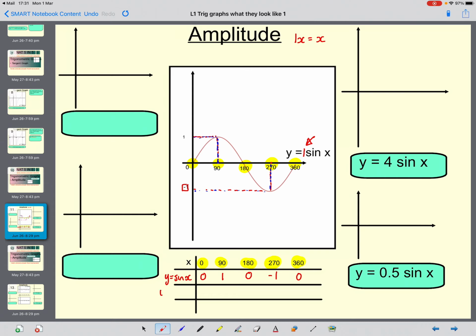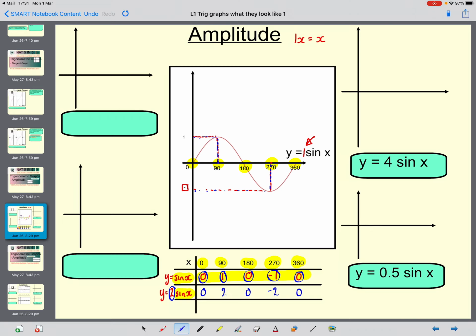Okay, so what if I change that now? What if I wanted to draw y equals 2 sine x? Now you already know all these answers here represent sine x. So here's sine x here. So you're going to take each of those numbers and just multiply them by 2. So 0 multiplied by 2 is 0. 1 multiplied by 2 is 2. 0 multiplied by 2 is 0. -1 multiplied by 2 is -2. And 0 multiplied by 2 is 0.